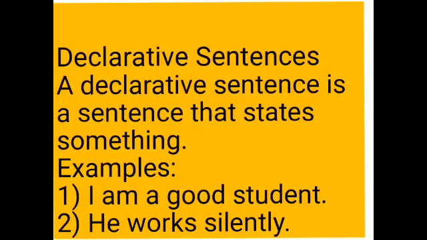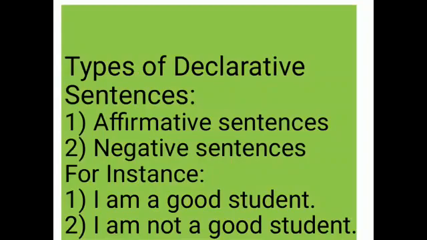Our first kind is declarative sentence. What is the meaning of a declarative sentence? A declarative sentence is a sentence that states something. Examples: I am a good student. Next, he works silently. Both are the examples of a declarative sentence. There are two types of declarative sentence. First one is affirmative sentence and second one is negative sentence.